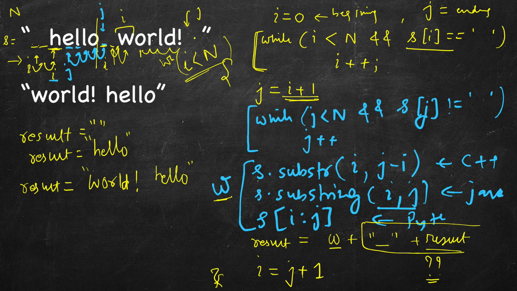So J is here, I will come here, and while I less than N and it's a space, increment I. So I will increment here, and now I becomes exactly equal to N, so we stop and we return this value. So this is how we can solve this problem.